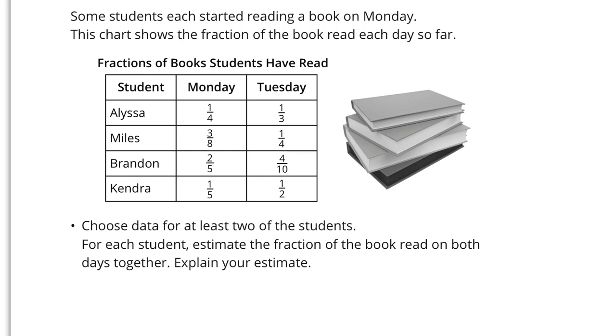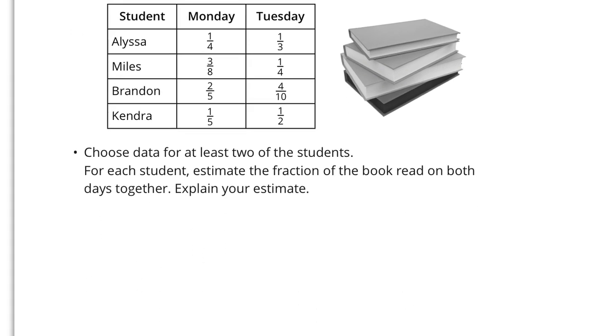Underneath it says choose data for at least 2 of the students. For each student, estimate the fraction of the book read on both days together, and explain your estimate. Okay, so I'm going to go with Alyssa first. She read a fourth of the book, and then she read a third of the book the next day.